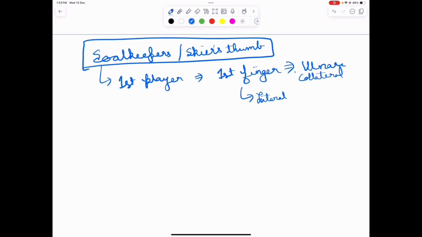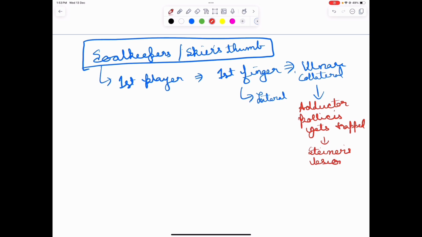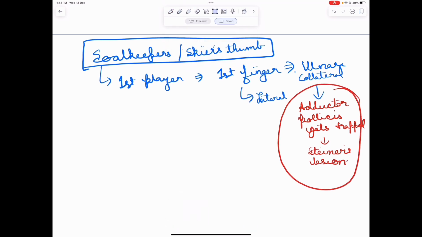So what happens is that the adductor pollicis gets trapped, and that is known as Stener's lesion. What I do is that I immediately transfer these to my chhoti copy.